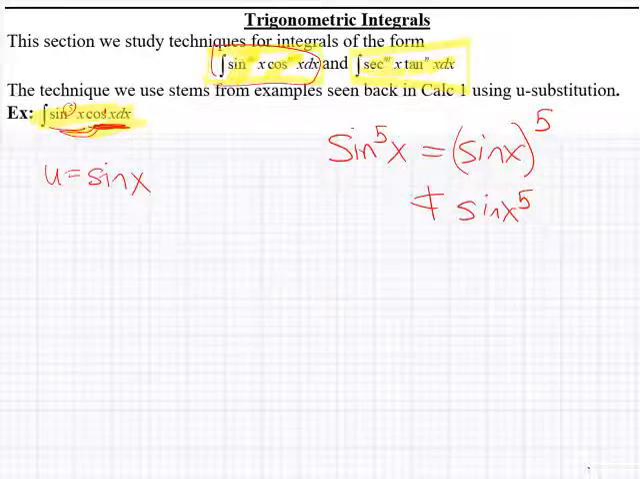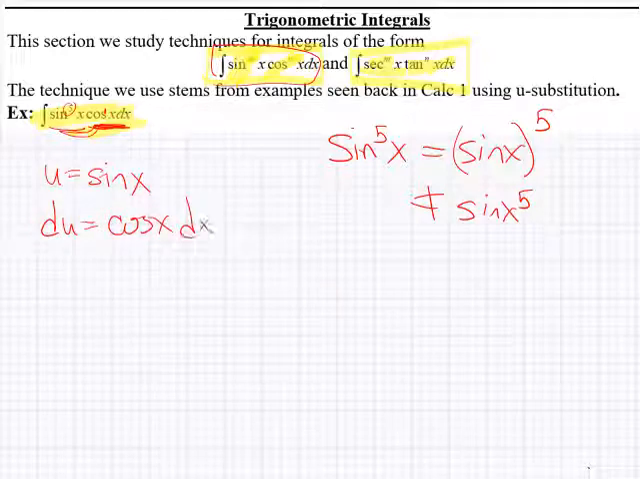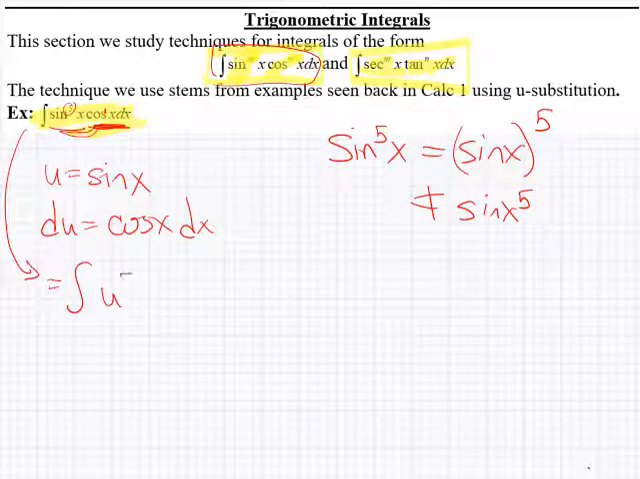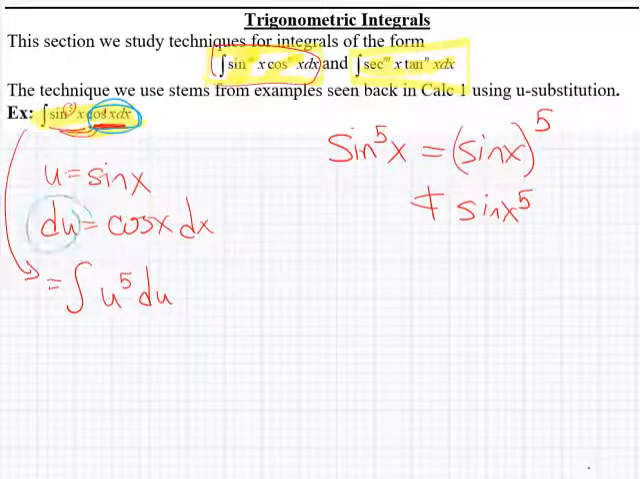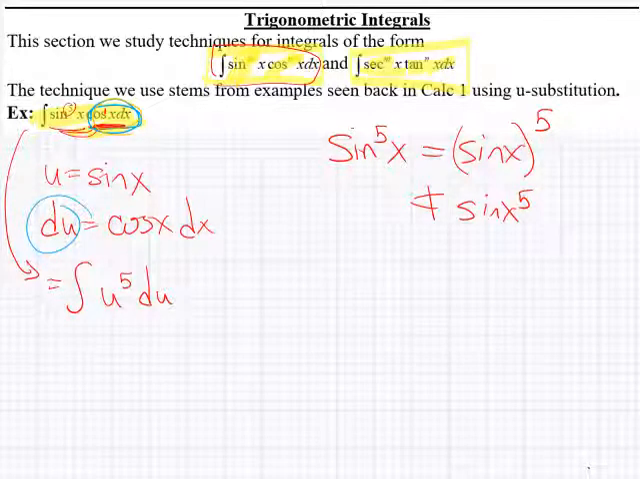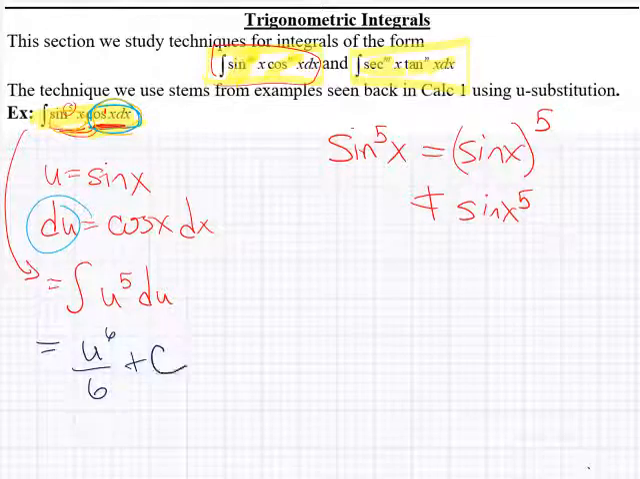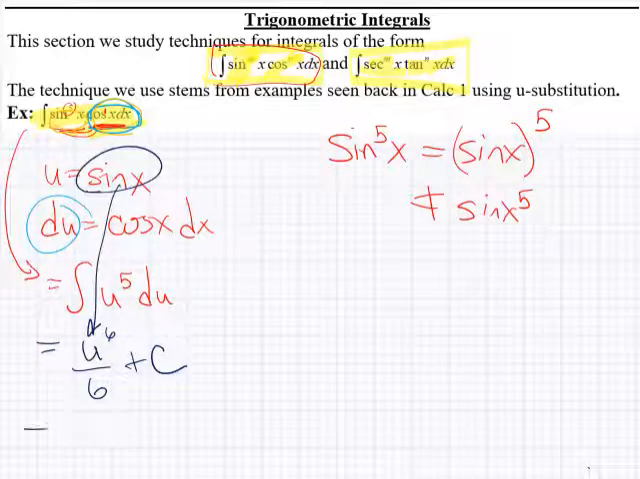So u equals sine x, du equals cosine x dx. And this integral becomes u to the fifth du. Again, cosine x dx is du, and sine being u becomes u to the fifth. So if it's just u to the fifth du, that's a very easy integral to evaluate. That would be u to the 6 over 6 plus c. Resubstitute in sine in for u, and you end up with sine to the sixth x over 6 plus c.